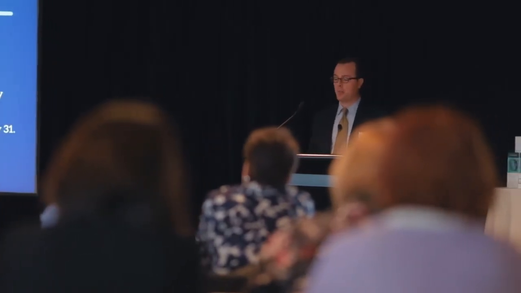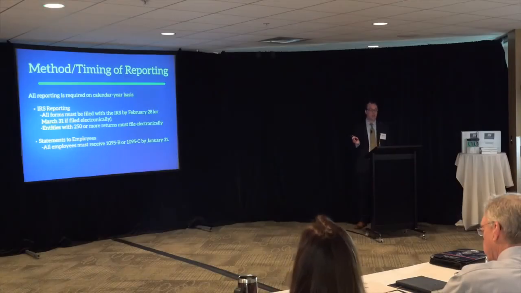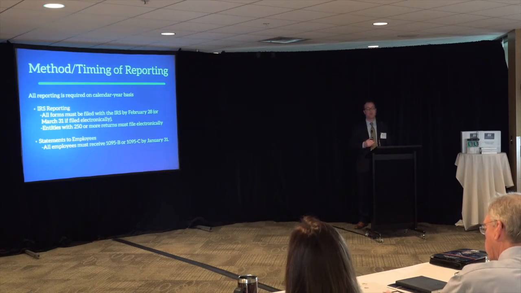And then finally, what about how and when we need to report? So all reporting, again, is done on a calendar year basis, so you're reporting on 2015 information in the first quarter of 2016. For IRS reporting, all forms have to go to the IRS no later than February 28th, or March 31st if you're filing electronically. The IRS would like all employers to file electronically, but only those who are filing more than 250 forms in a year must file electronically. It's optional for anyone else.